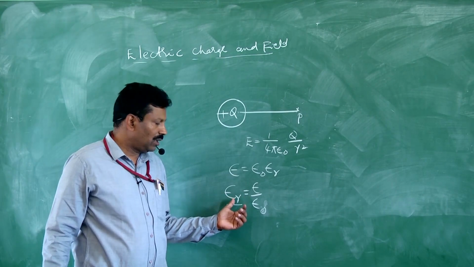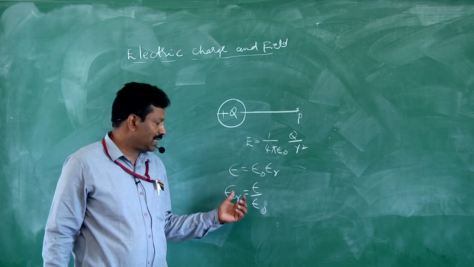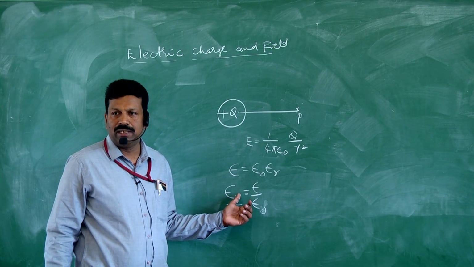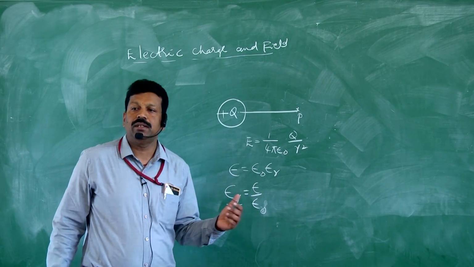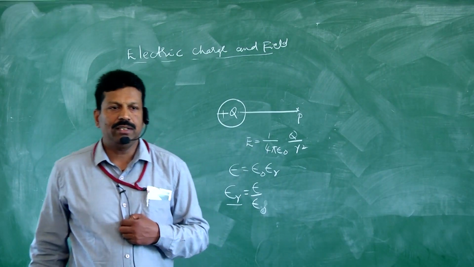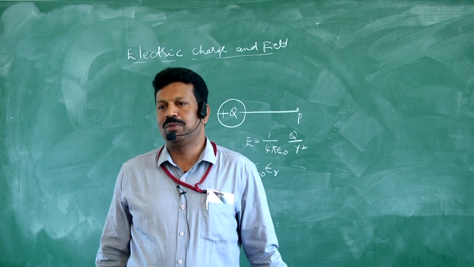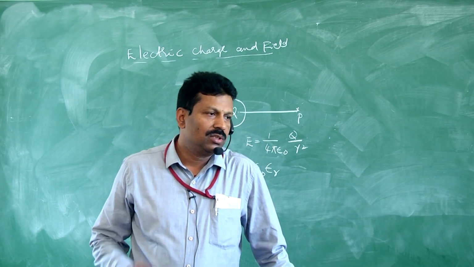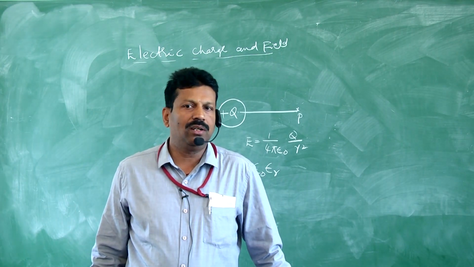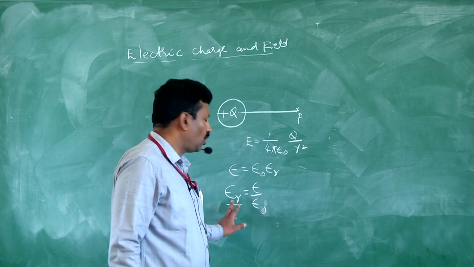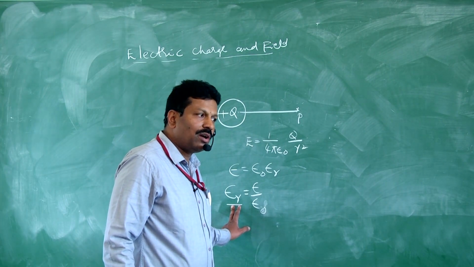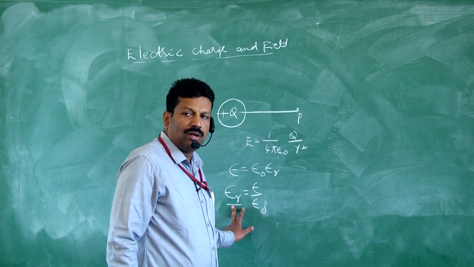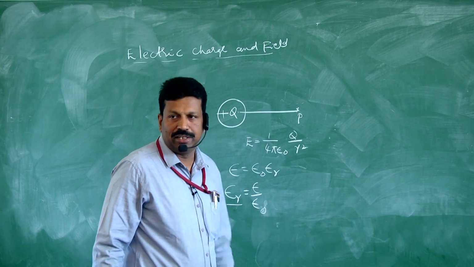Epsilon r is for insulators, like dielectrics. Epsilon r is the dielectric constant or relative permittivity, and the value of that varies from medium to medium. For example, if I take water, it's about 80. Wood has a different value. Depending on the dielectric medium, this constant varies. And what about epsilon r for metals? Epsilon r for metals is infinity.